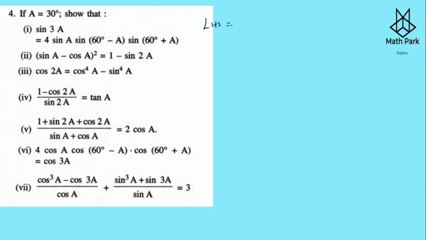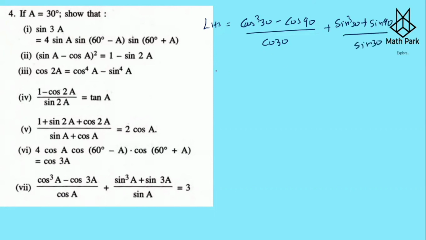So let us take LHS. So cos cube A minus cos of 3A, that is cos cube 30 minus cos of 3 times 30, which is 90, so we get cos 90, upon cos A. So cos A is going to be cos 30, plus sin cube A. Sin A is sin 30, so sin cube 30 plus sin 3A, that is 3 times 30, sin 90, upon sin 30.